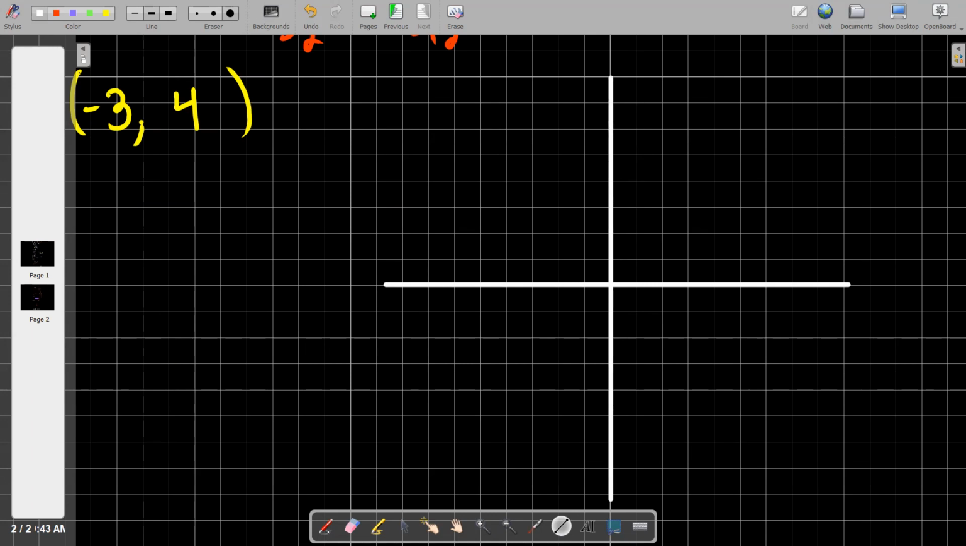Let's go graph our vertex, -3, 4. That means to go left 3, of course, and up 4. So 1, 2, 3, 1, 2, 3, 4. Describe for me the structure of this graph. Talk about him. What does he do? He opens down like an arch. Very good.